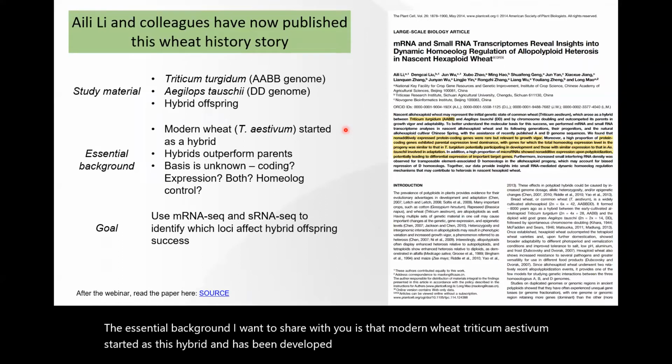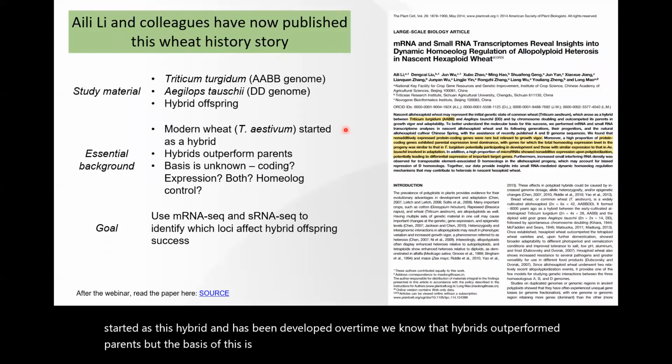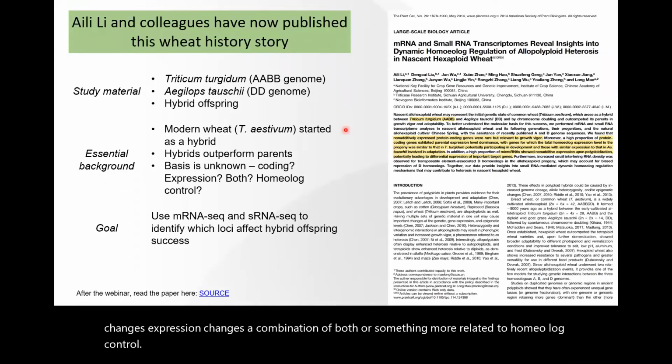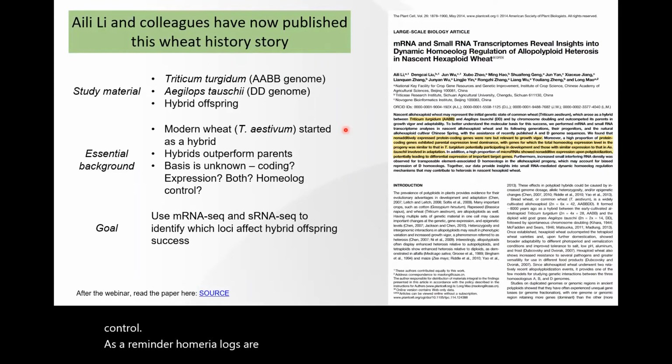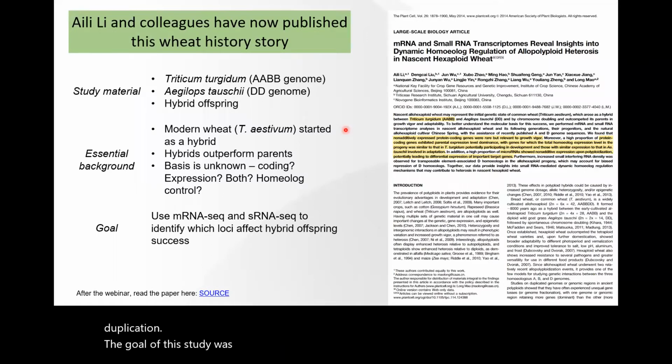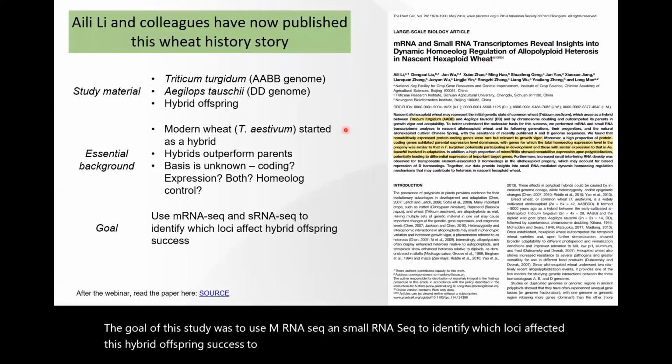We know that hybrids outperform parents, but the basis of this is unknown. We don't know if this is primarily due to coding changes, expression changes, a combination of both, or something more related to homolog control. As a reminder, homologs are genes found in the same genome due to the increase in copy number of a gene through mechanisms like genome duplication. The goal of this study was to use mRNA-Seq and small RNA-Seq to identify which loci affected this hybrid offspring success to understand better what's happening here.